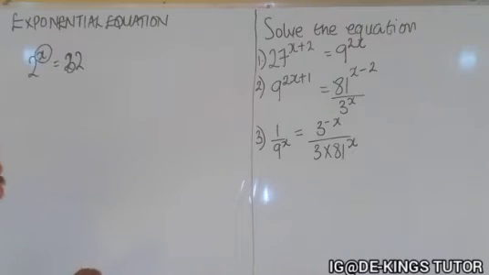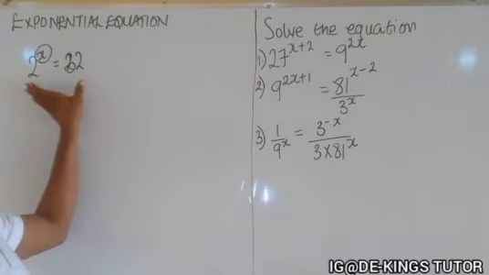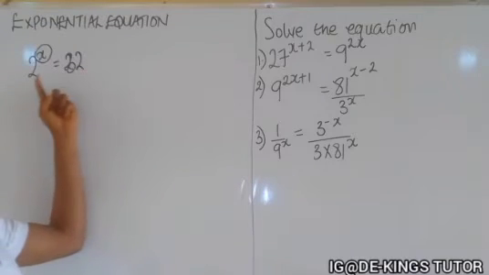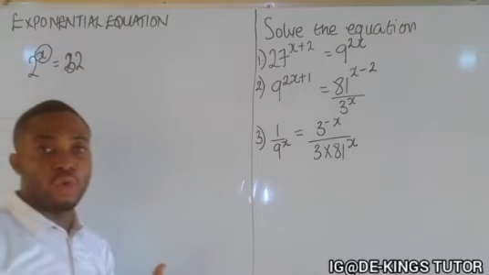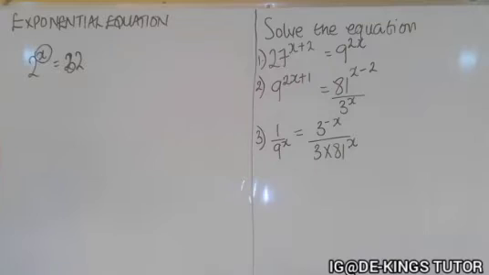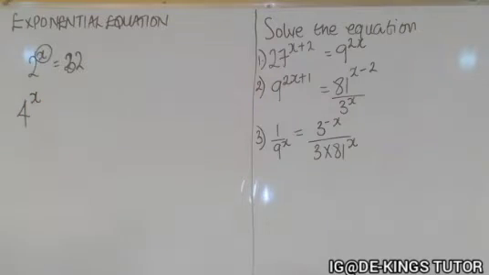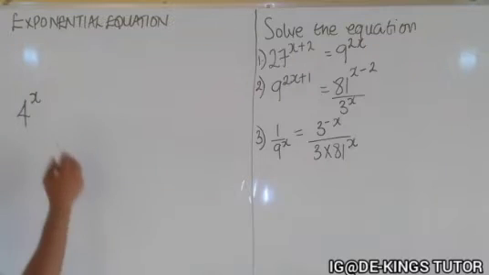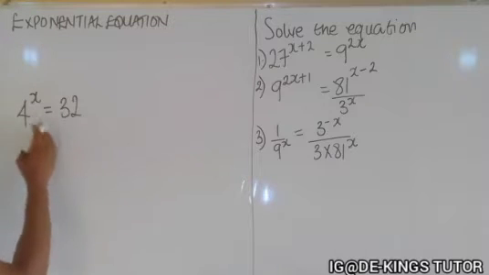Now, to solve a question related to this, all we have to do is to ensure we express the bases to be the same, and then you solve for the exponent, which is the unknown. For instance, if we are given a question like this: simplify 4^x equals 32.